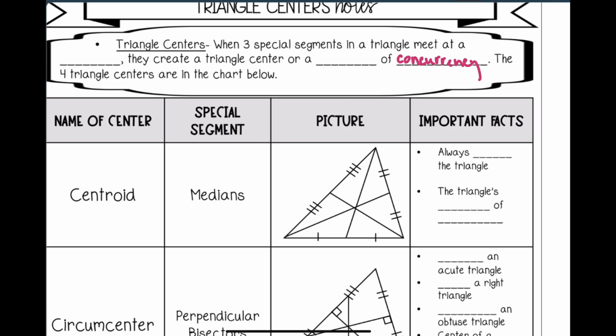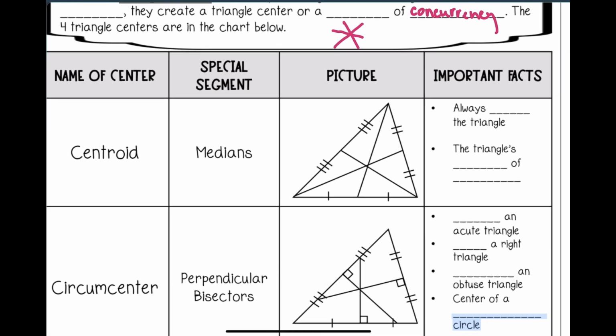What concurrency means is you have 3 or more lines that cross at the same point. So those are intersecting, but if you add another one in there and they cross at the same point, now they are concurrent lines because they all cross at the same one. All right, the first one is a centroid, and it uses median. If you remember from the page before, the median comes from a vertex and cuts the opposite side in half.